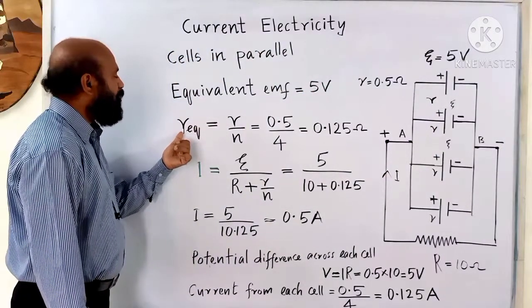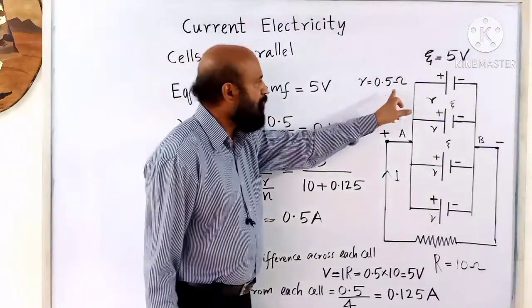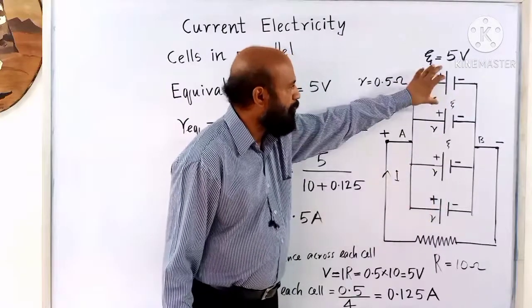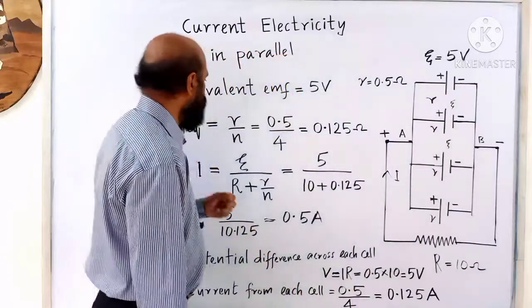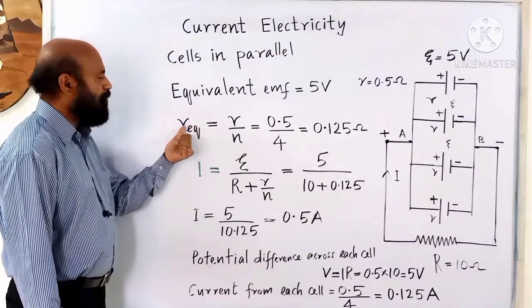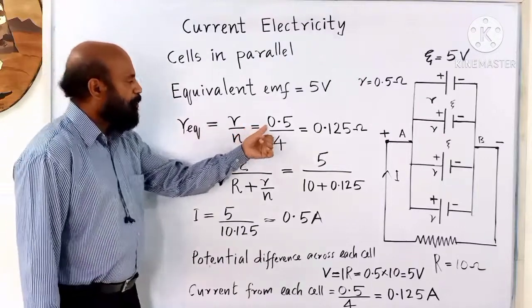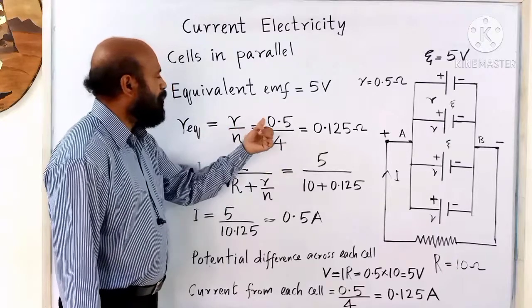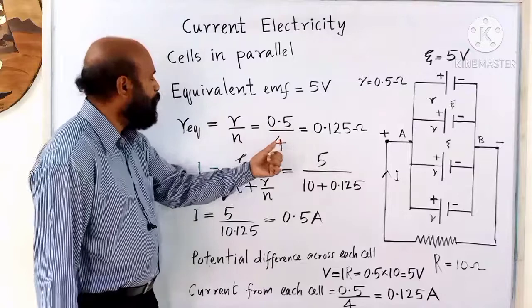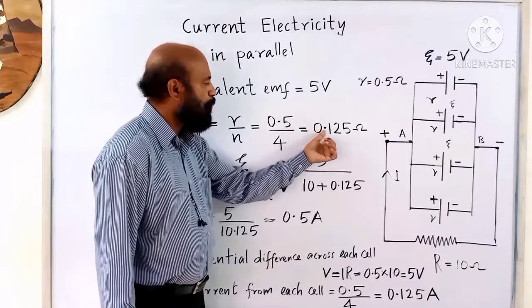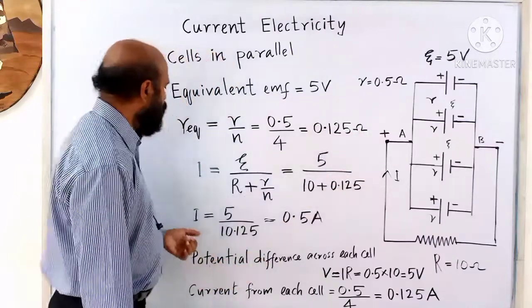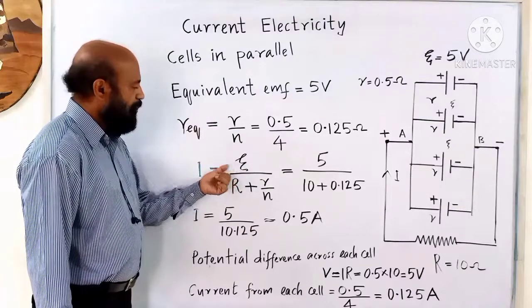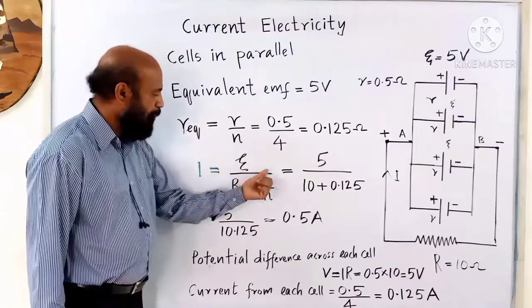Then equivalent internal resistance. Internal resistance of each cell is 0.5. So these cells are connected in parallel, so internal resistances are also connected in parallel. So equivalent internal resistance is r by N, 0.5 divided by 4. Internal resistance of each cell is 0.5, 4 cells are there. So equivalent internal resistance is 0.125 ohm. Then current is given by this relation, EMF psi divided by total resistance.